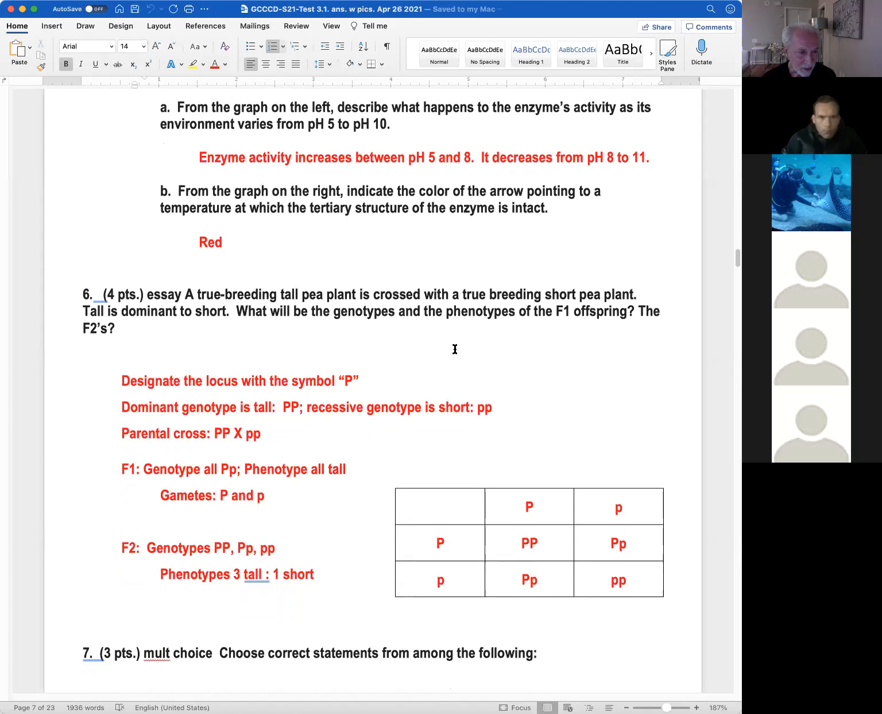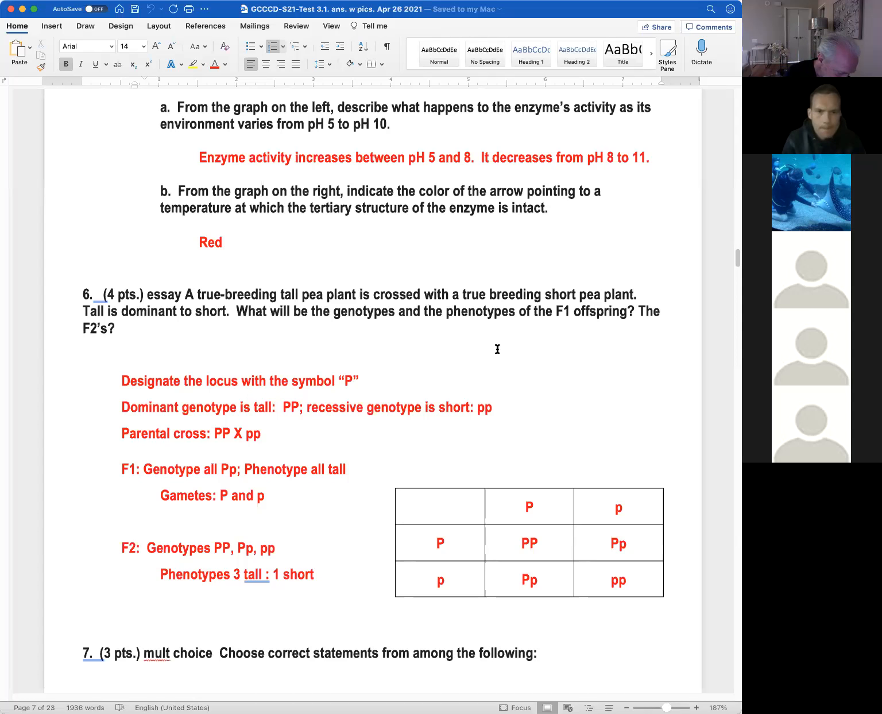And the first thing you have to do in trying to understand is to read the question carefully. Look at all the words. So this one says, a true breeding tall pea plant is crossed with a true breeding short pea plant. What does true breeding mean? Justin Hansen.